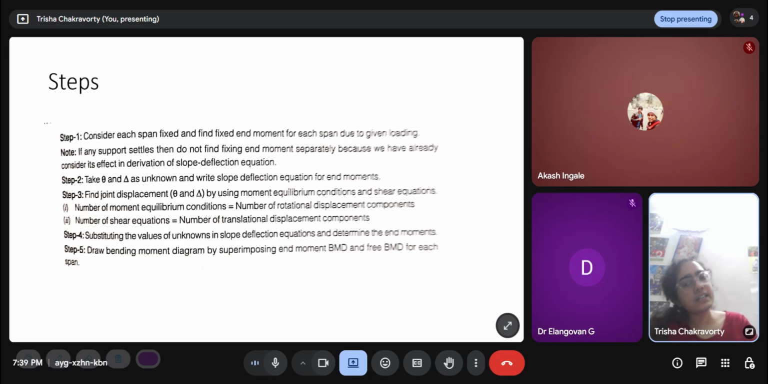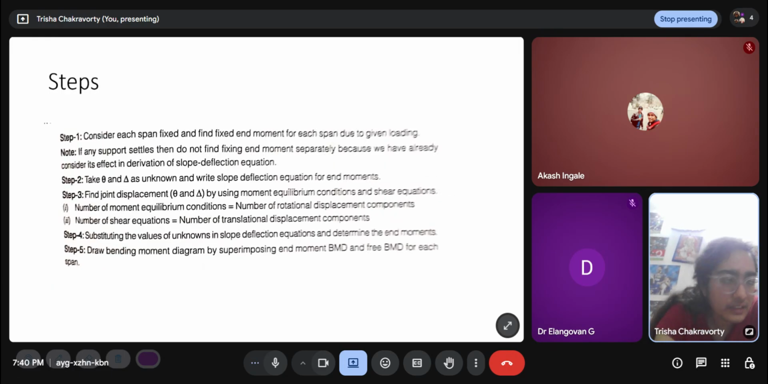That is why, when we were looking at the broad definition of force and displacement methods, we said that if the kinematic indeterminacy is less than the static indeterminacy, we would want to choose displacement methods, because there will be fewer equations to solve. Step 4 is substituting the values of the unknowns in the slope deflection equations and determining the end moments. And step 5 is drawing the bending moment diagram by superimposing the end moments BMD and the free BMD for each span.